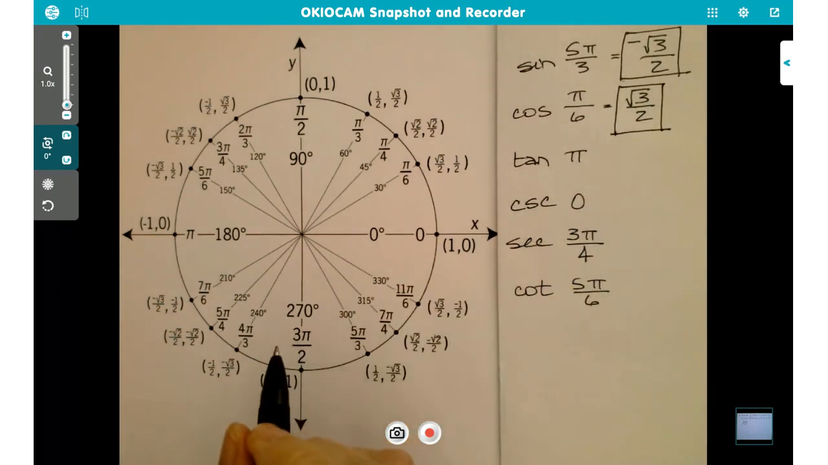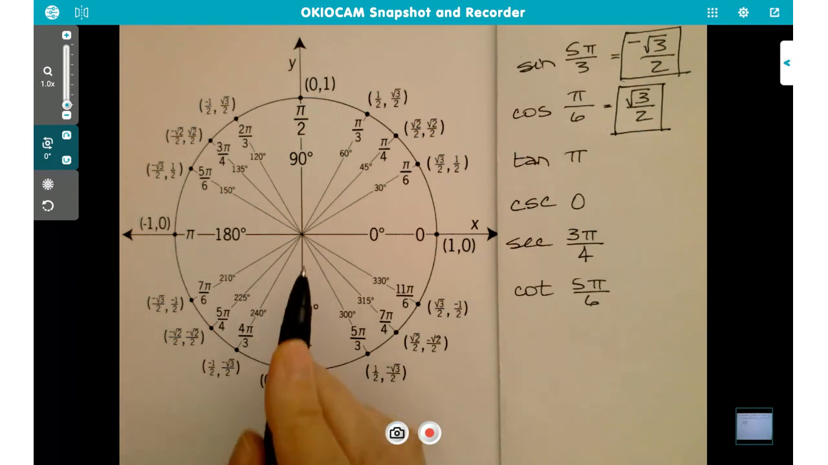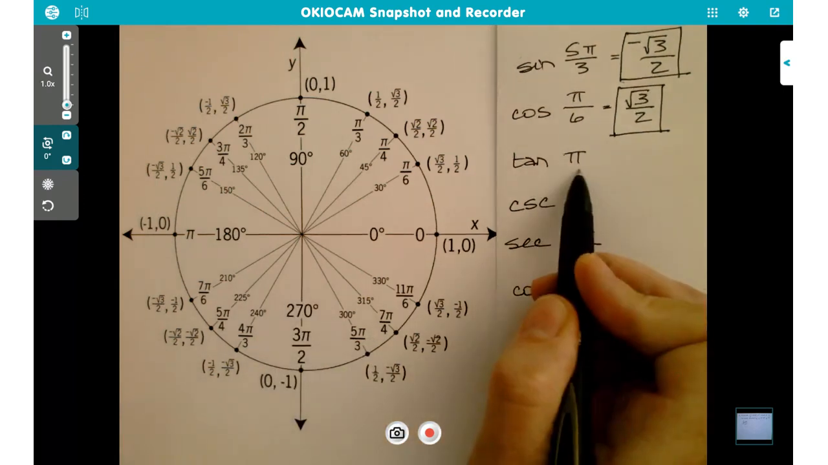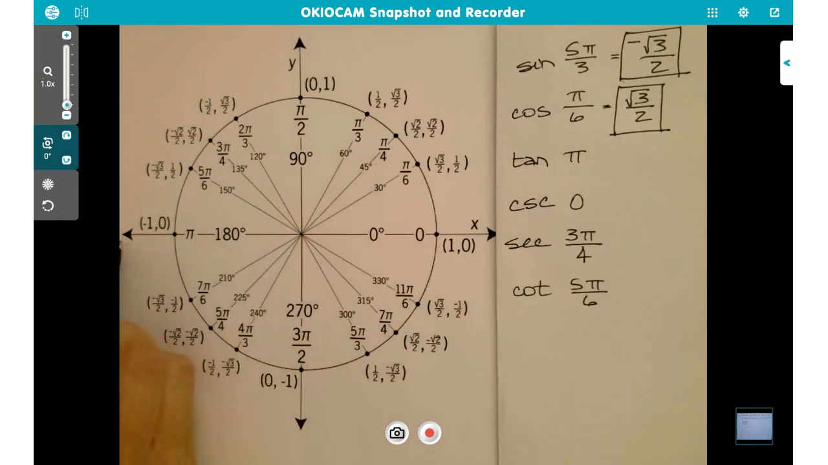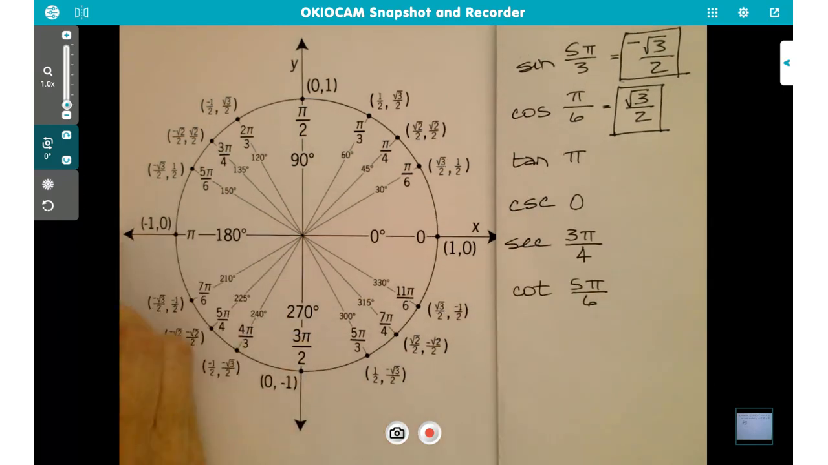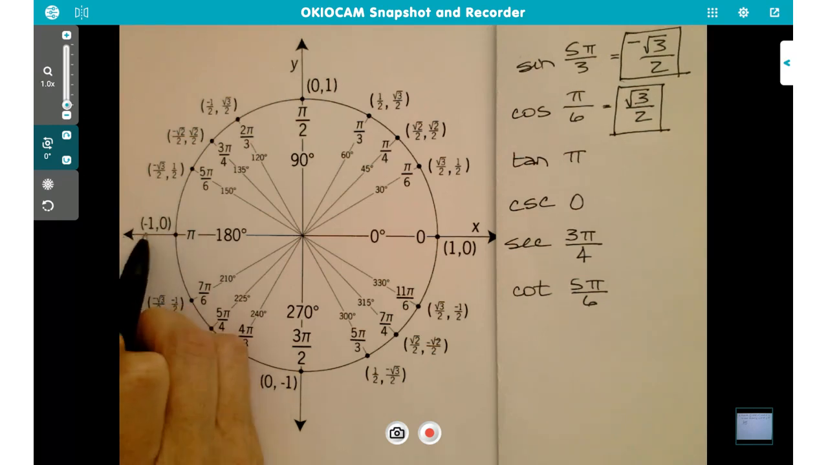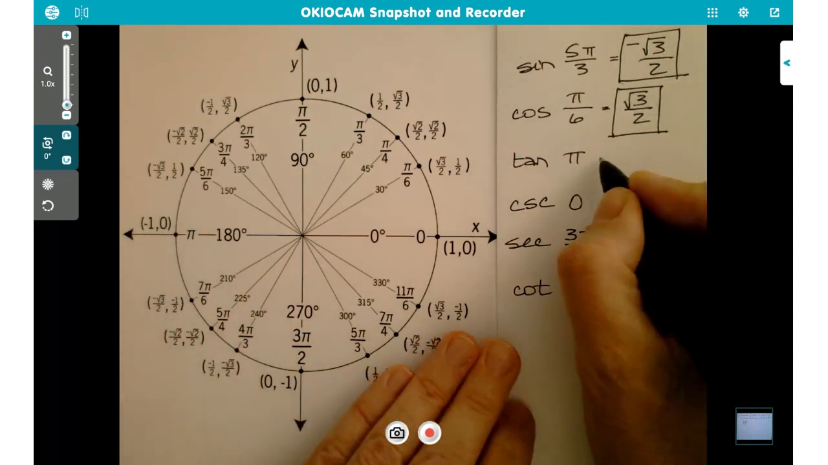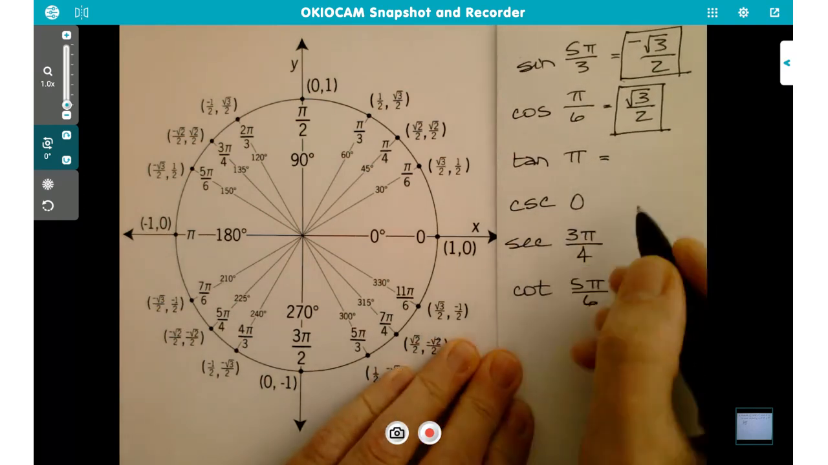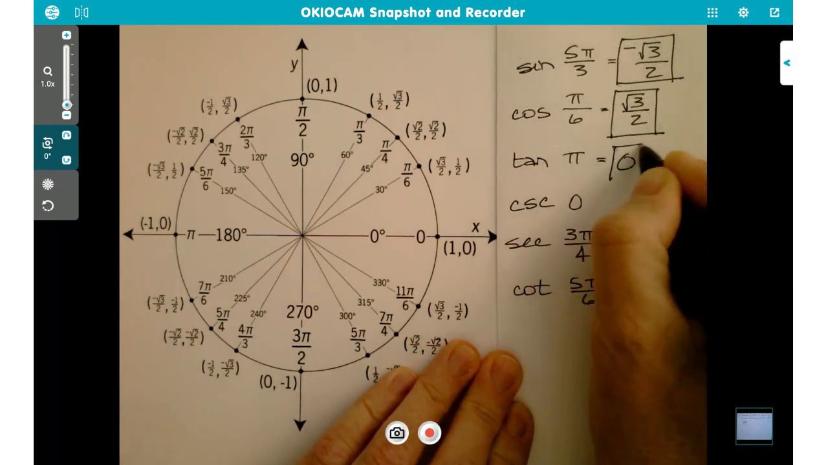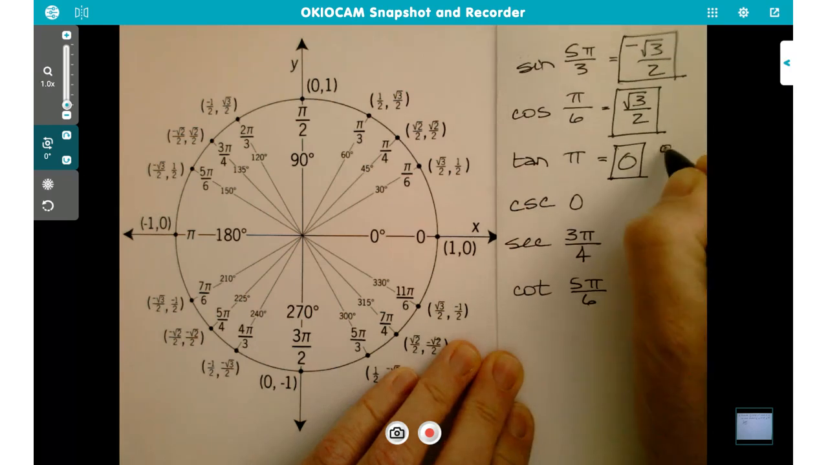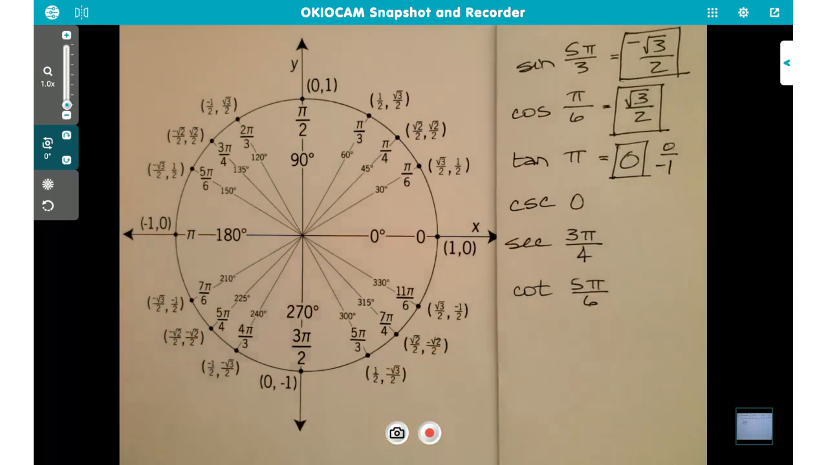The tangent value is the y value over the x value. Here's tangent of pi. Here's pi, 180 degrees, pi. There's my point, 0, negative 1. Y over x, 0 over negative 1. 0 over anything that isn't 0 is just 0. So we have to work a little harder for that, but not too much.